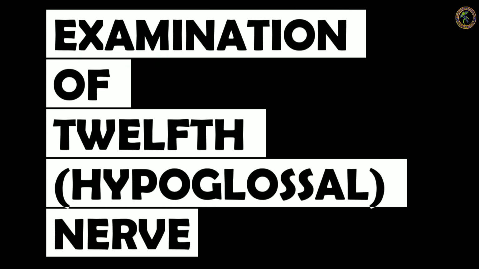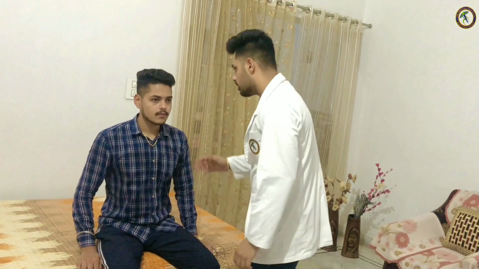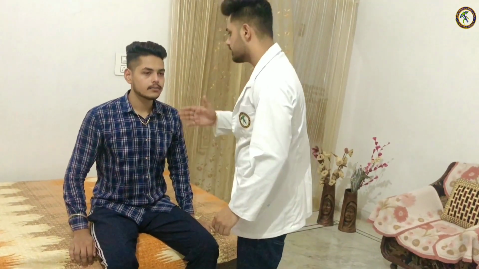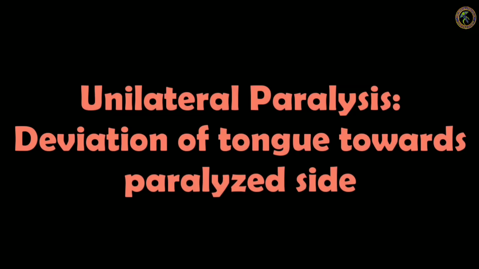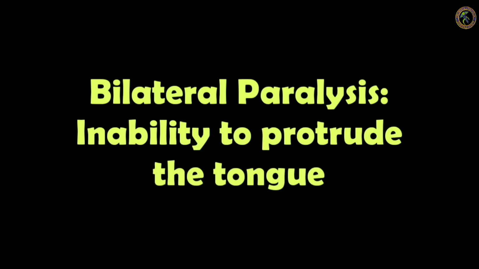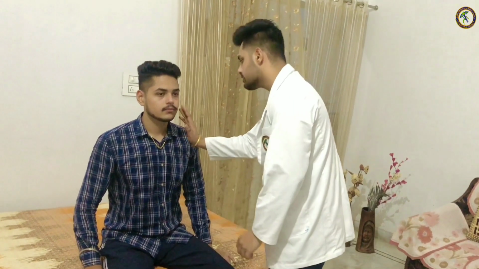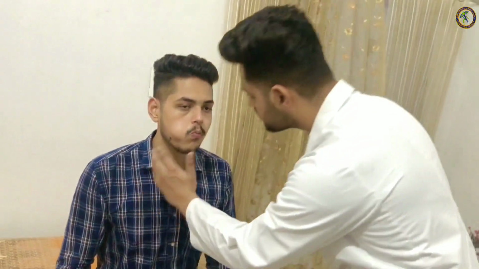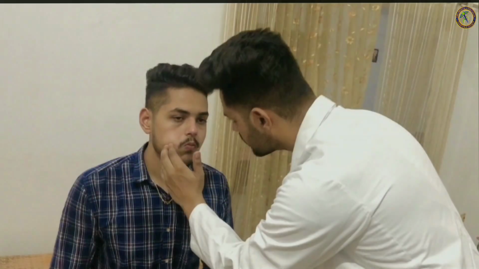Examination of 12th cranial nerve. Ask the patient to open his mouth and protrude his tongue. In unilateral paralysis, the tongue will deviate towards paralyzed side, and in bilateral paralysis, the person will not be able to protrude out his tongue at all. Ask him to touch his cheek with his tongue first on the left side, then on the right side, and palpate using your finger to feel the strength of the tongue.